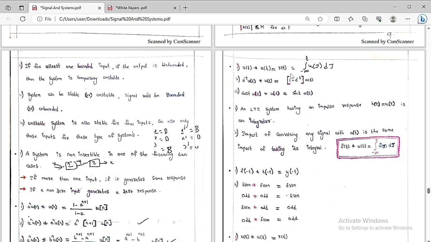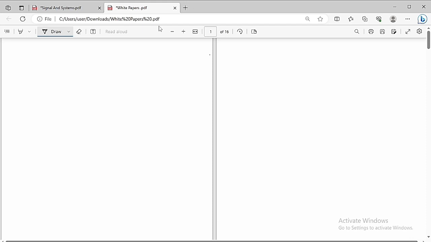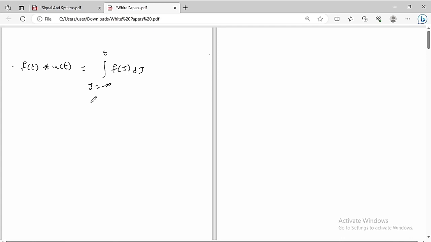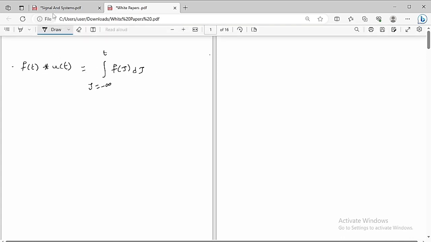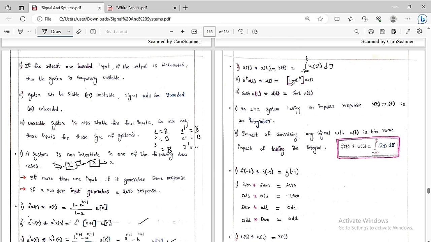This is called the integration, because I've already told you that f of t convolution of u of t is nothing but the integration from tau equal to minus infinity to t of f of tau into d tau. So this is basically the integration. Here, replace f of t by u of t and f of tau by u of tau. That's it. You are going to get this integration. This concept I already told you, why it is an integration also. So f of t convolution of u of t is nothing but integration from tau equal to minus infinity to t of f of tau into d tau. Based on this concept only I have done this. So the integration of u of t is nothing but r of t. That is the reason I have kept it like this.